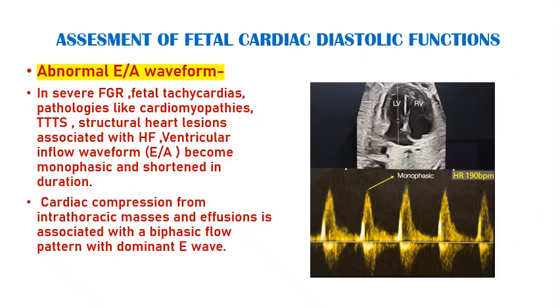Abnormal EA waveform can be seen in severe FGR, fetal tachycardias, pathologies like cardiomyopathies, TTTS, and structural heart lesions with heart failure. Ventricular inflow waveforms in these conditions become monophasic and shortened in duration. That is, both E and A waveforms get merged in one waveform. Cardiac compression from intrathoracic masses and effusion is associated with a biphasic flow pattern with dominant E wave.